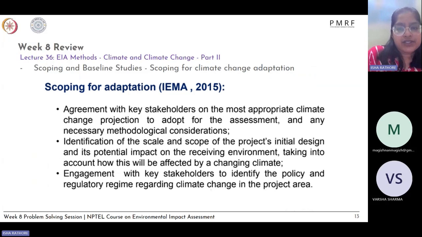Then scoping for adaptation can include agreement with key stakeholders on the most appropriate climate change projections to adopt for assessment and any necessary methodological considerations. So the stakeholders also have their voice in what kind of assessment measure or protocol needs to be undertaken, and the identification of the scale and scope of the project's initial design and its potential impact on the receiving environment, taking into account how it will be affected by the changing climate, and engagement with key stakeholders to identify the policy and regulatory regime regarding climate change in the project area.